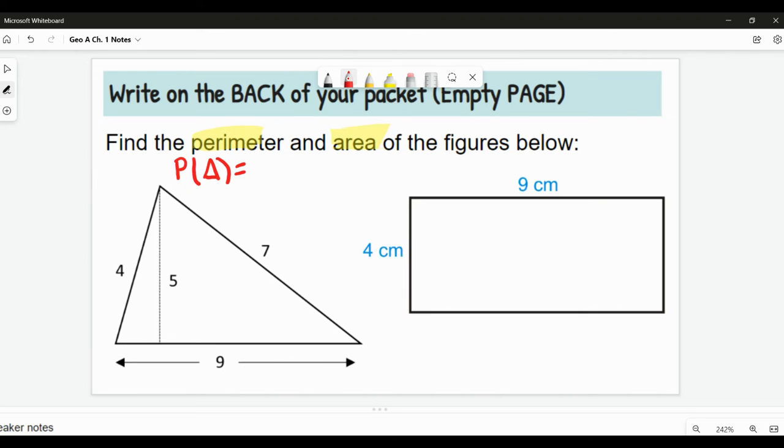Recall that perimeter is the distance around a shape. So if I look at this triangle, my 3 sides are 4, 7, and 9. So to calculate the perimeter of that shape, it's going to be 4 plus 7 plus 9. If I add those all up together, 4 plus 7 is 11, plus 9, that is going to give me 20. Since we aren't given a unit, I'm going to use UN to represent an unknown unit. So our perimeter is equal to 20 units.